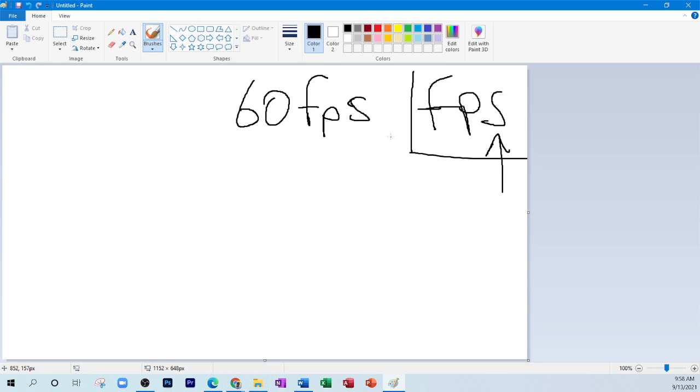Exactly that. 60 images are going to appear in 1 second. Remember, this is about seconds, not minutes, not milliseconds, not anything else. It's talking only about seconds. So it doesn't matter if you add 160 in front here, it is still talking about seconds. So whatever number is in front there, it's how many images are going to appear in this 1 second. Following so far?